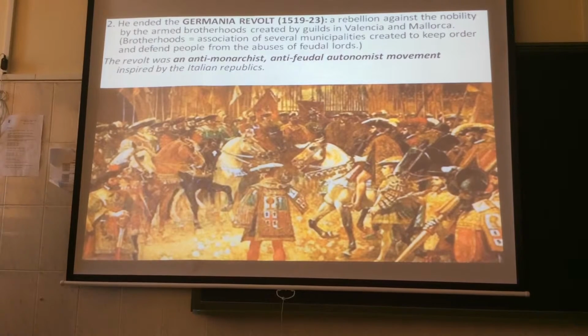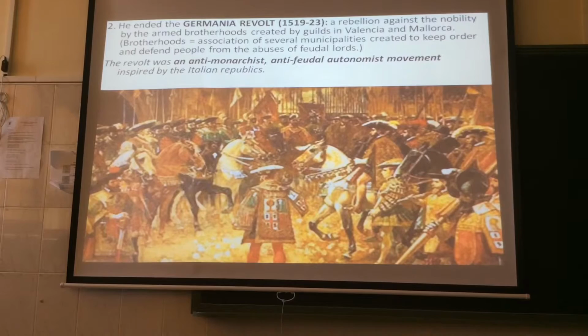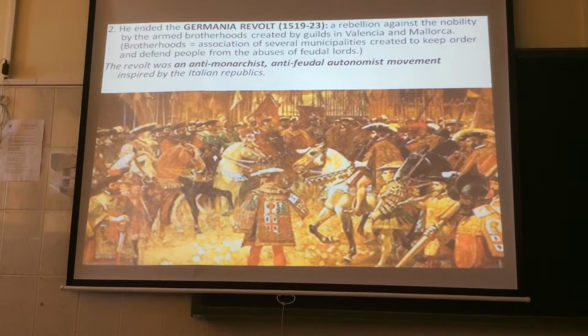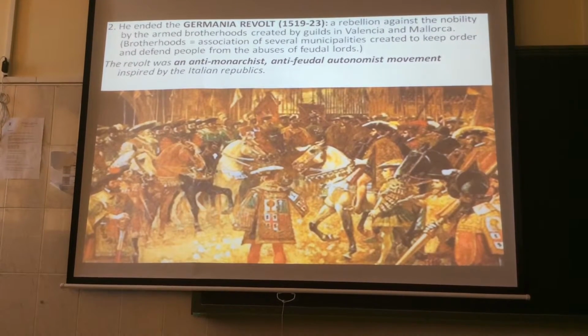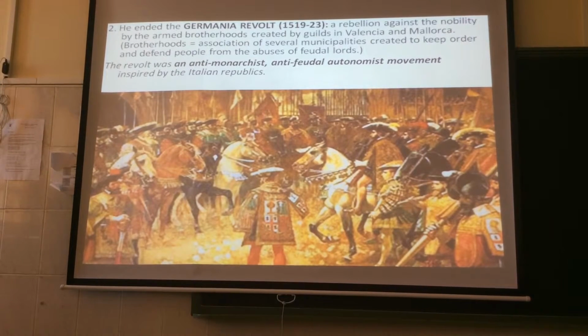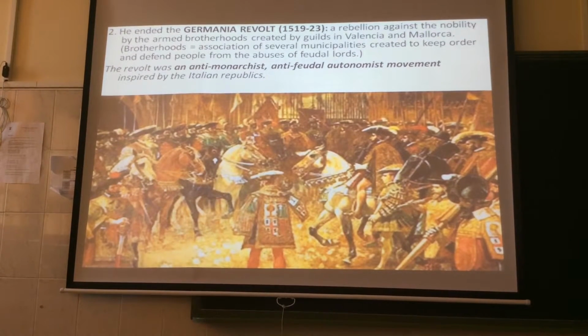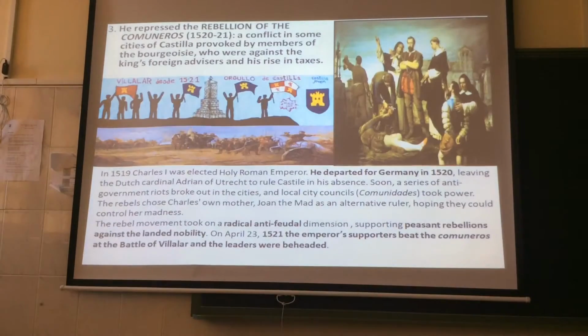One in Spain is the Germania revolt. So this is a rebellion against the nobility by the armed brotherhoods, which were created by guilds in Valencia and Mallorca. Right? Basically, they're sick of the nobles, right? We're still getting basically abused by the remnants of this feudal system, right? And they don't want the monarch either. They don't want to replace the local feudal lords with an extremely strong king who's also emperor of Germany, right? They're sick of it. They don't want any of this, so they start a rebellion, which was inspired by the Italian republics, right? The small city-states, right?